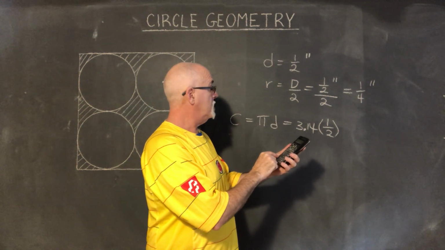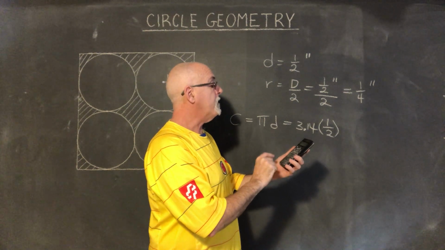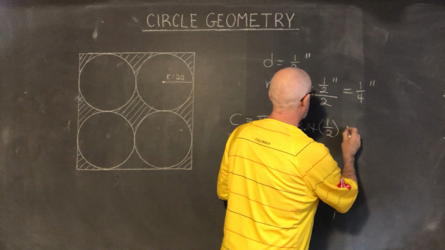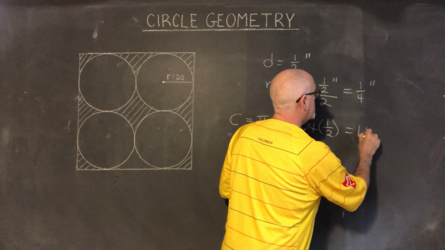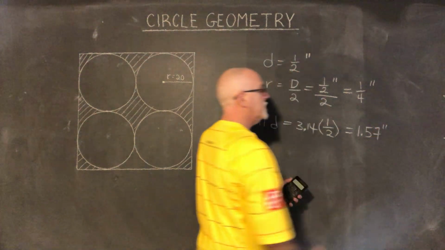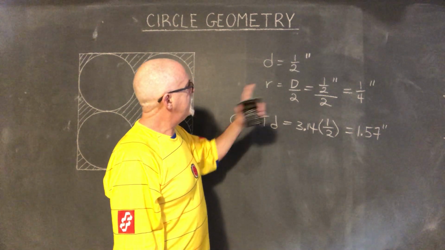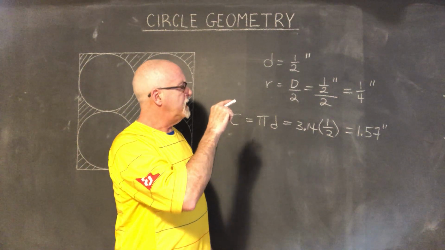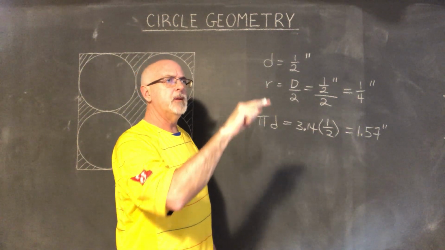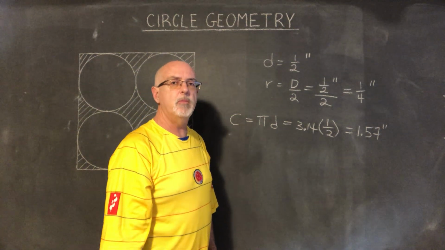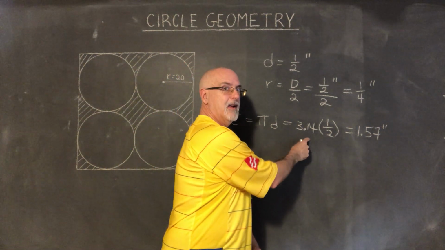3.14 times 1/2, 1.57. I don't suppose that will surprise too many people. 1.57 inches. I do not choose to express that as a fraction. 1/2 inch diameter, 1.5, just a little bit more than 3/2 inches. Yeah, a little bit more than 3. Remind us of anything? Yes.